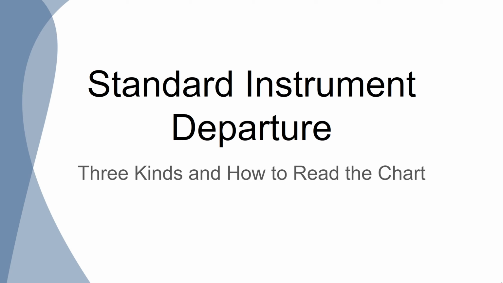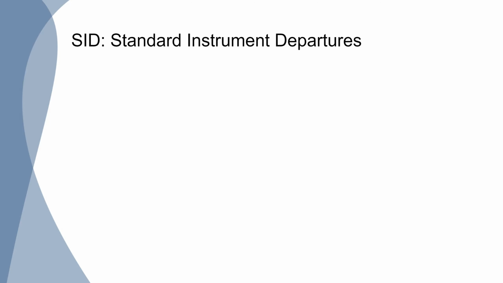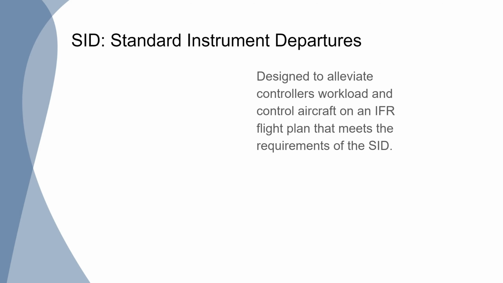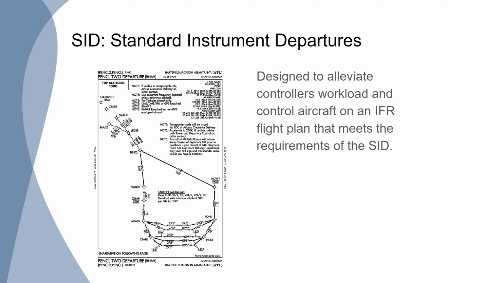In this lesson, we're going to cover standard instrument departures, the three kinds, and how to read the charts. A standard instrument departure is designed to alleviate controllers' workload and control aircraft on an IFR flight plan that meets the requirements of the SID. Here you can see the Pencil 2 departure out of Atlanta. We'll cover this in detail in just a moment.